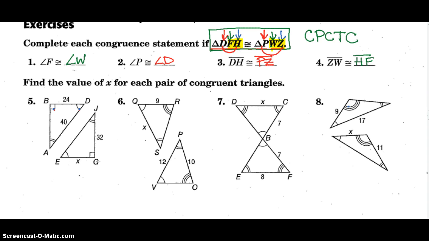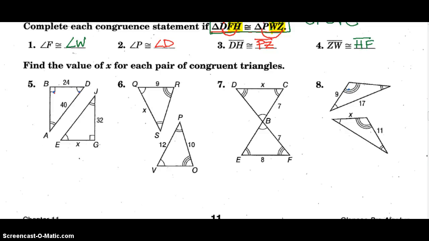All right, I'll do 2 of the problems at the bottom, and I'm going to leave you to also try. We're trying to solve for x, trying to find the value of x for the congruent triangles. So they're telling us they're congruent.